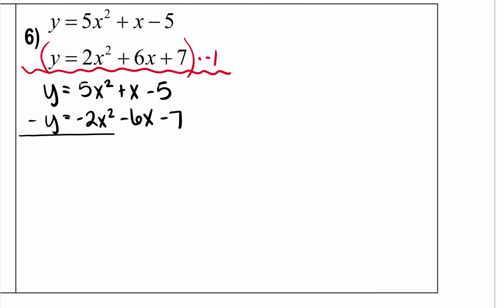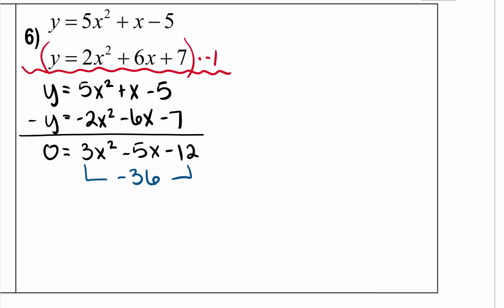And then I add all the numbers. Y minus y is 0. 5 minus 2 is 3x squared. 1x minus 6x is minus 5x. And negative 5 minus 7 is negative 12. From there, I start factoring. I do first times last.